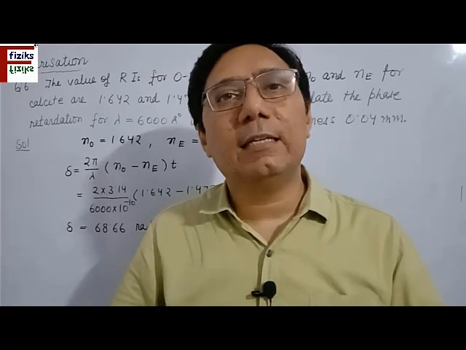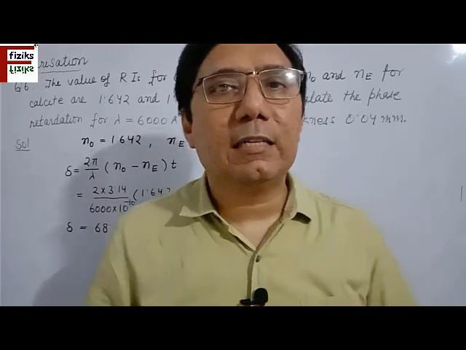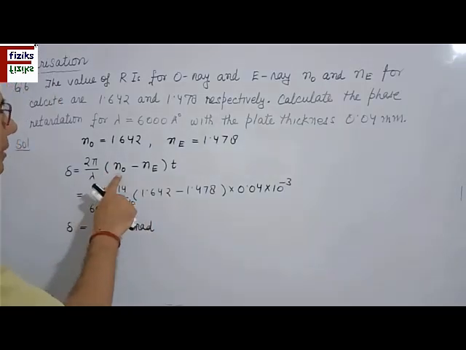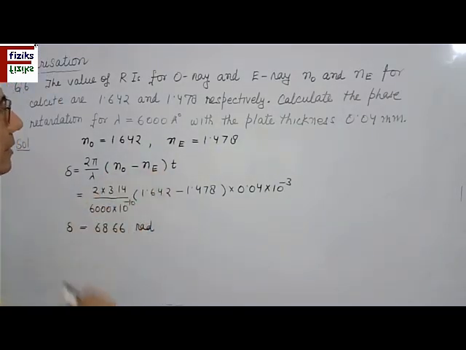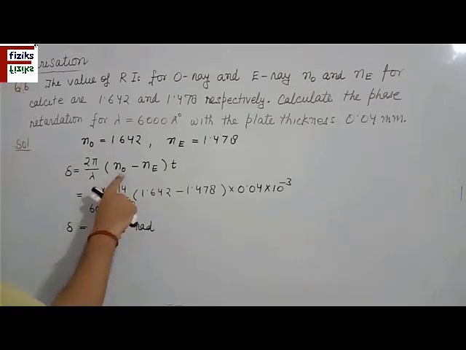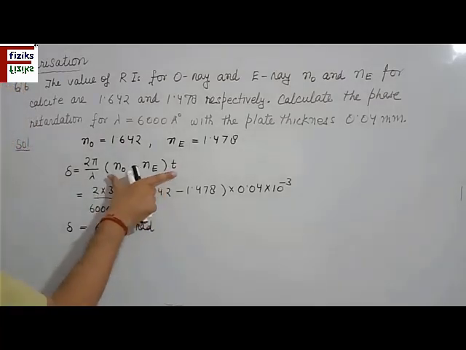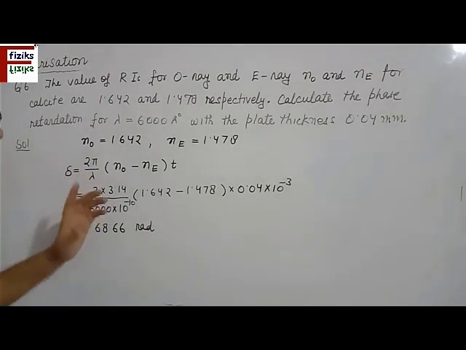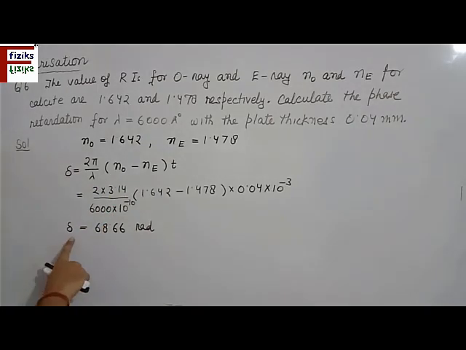as a result of which both O ray and E ray are traveling through a distance t. So in this duration they will travel optical path N naught t and Ne t respectively, and the difference will be (N naught minus Ne) into t. So this is the path difference. If I multiply this by 2 pi by lambda, this will provide me the phase difference that will be introduced by this plate in between O ray and E ray. By substituting these values, we find out delta, and this delta comes out to be 68.66 radians.